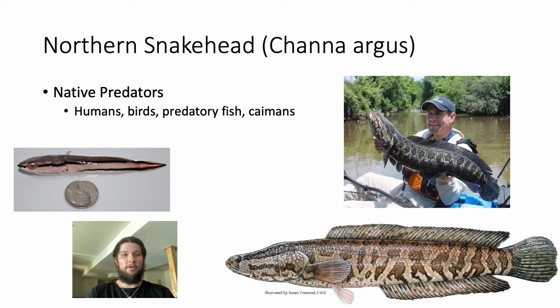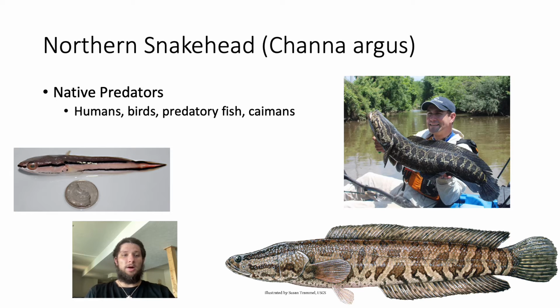The non-native invasive species that I would like to discuss today is the northern snakehead, Channa argus. The native predators of the northern snakehead include humans, birds, predatory fish, and caimans. So on the left-hand side of your screen here, you can see a juvenile snakehead. They're really small as fry, but this one is still fairly young, and it is only about the size of a quarter or other coin.